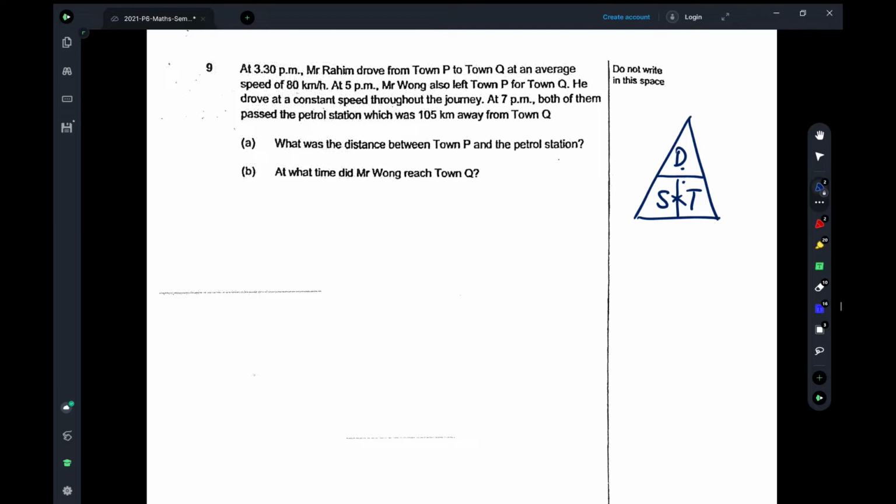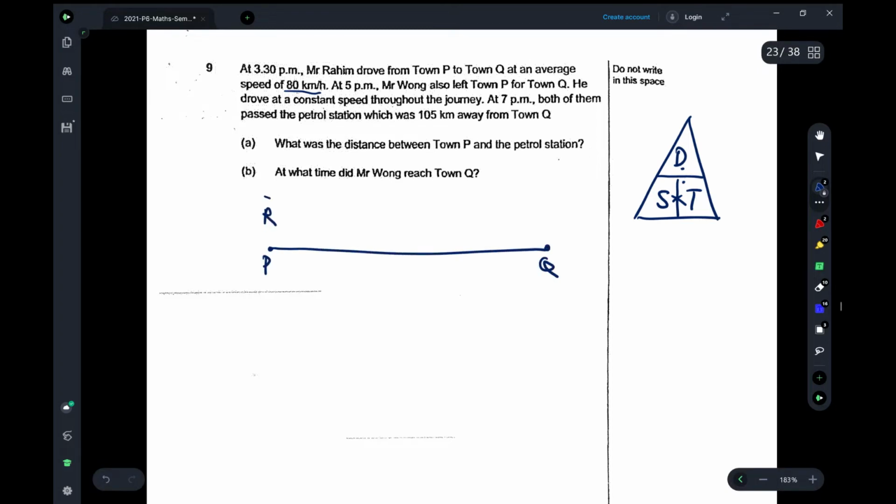At 3:30 p.m., Mr. Rahim drove from Town P to Town Q at an average speed of 80 km per hour. Okay, so from Town P to Town Q, Mr. Rahim is driving 80 km per hour, and he started at 3:30 p.m. Okay. At 5 p.m., Mr. Wong also left Town P for Town Q. So at 5 p.m., Mr. Rahim would be somewhere around here. But Mr. Wong has just started at 5 p.m.